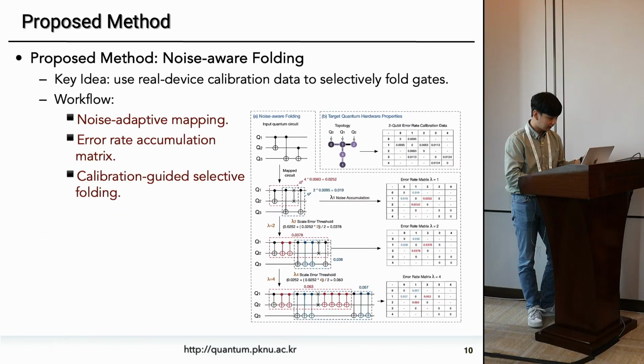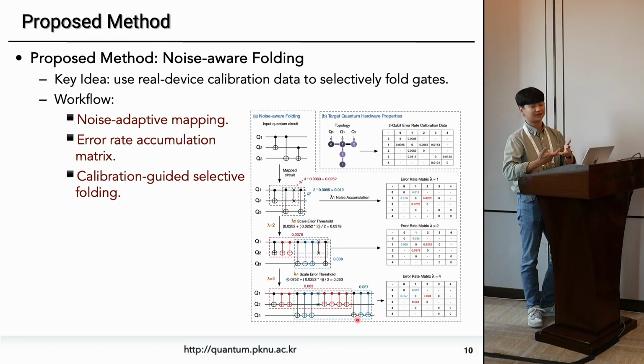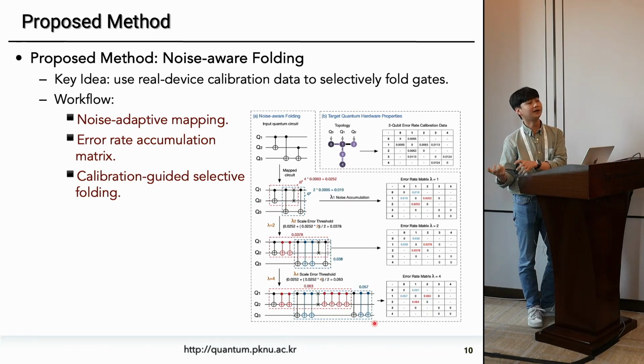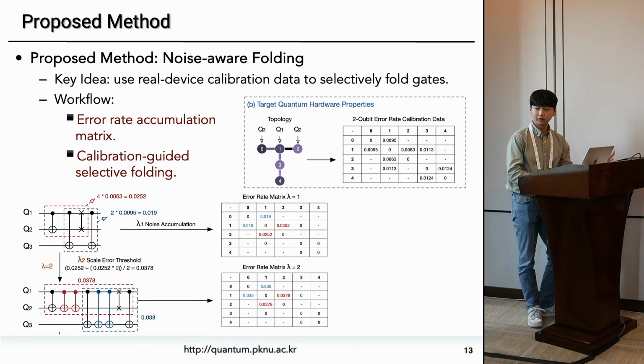So I think the full picture will show more. At this point, we can see we have more gates on this part than the other one, because the blue one here, I'm sorry, I was confusing. The blue one has a higher error rate than the red one. So in this folding, we fold the red one more aggressively than the blue one in our method. Okay, so this is essentially the entire method.